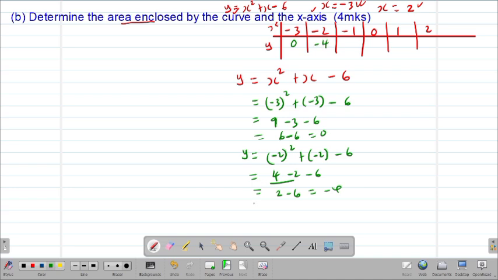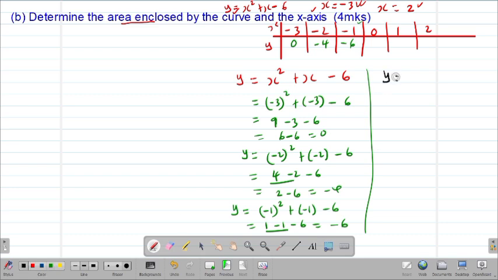Then I'm going to move to the next value when x is negative 1. So y will be equal to negative 1 squared, then of course plus negative 1, then minus 6. So this will be positive 1 minus 1 minus 6. Of course, this will be 0 minus 6, which will give me minus 6. Then I substitute when x is 0. So y will be equal to 0 squared, then of course plus 0 minus 6, which will give me minus 6. So this is minus 6.